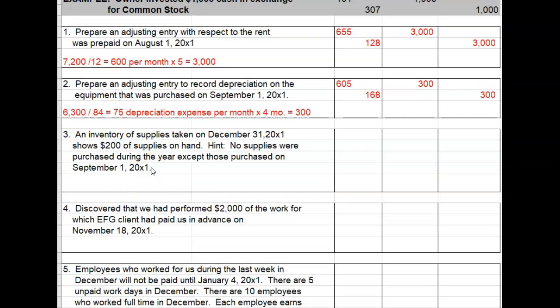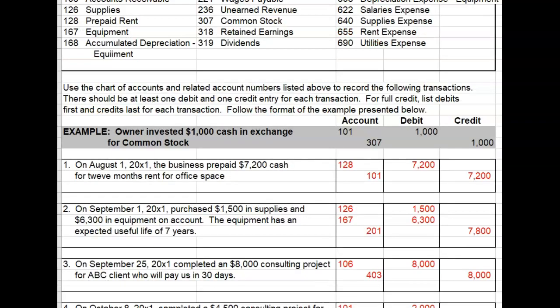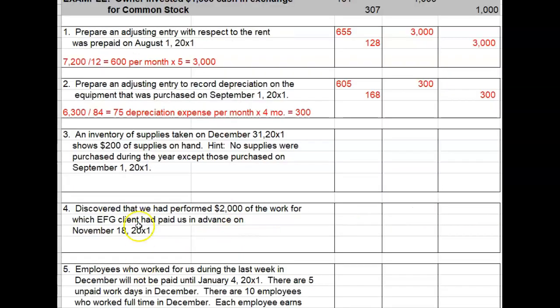An inventory of supplies was taken on December 31st, X1, and it shows $200 of supplies on hand. And there's a hint: no supplies were purchased during the year except those purchased on September 1st. So let's go back and look at the September 1st transaction. On September 1st, we bought $1,500 worth of supplies. So our unadjusted balance of supplies at December 31st was $1,500.